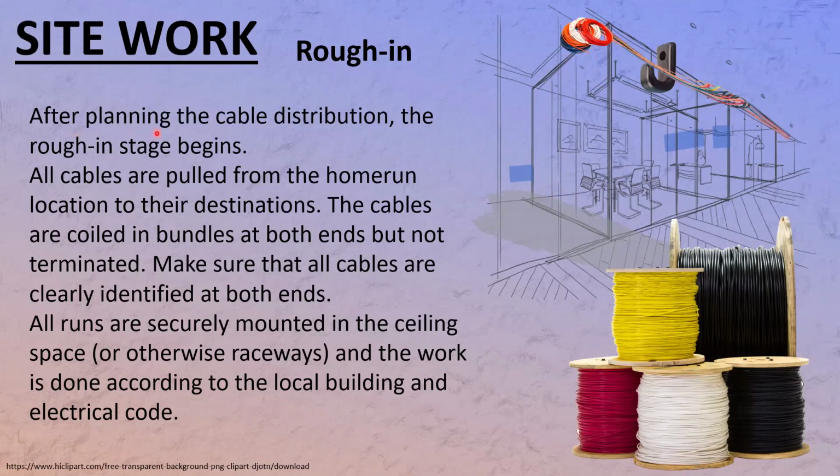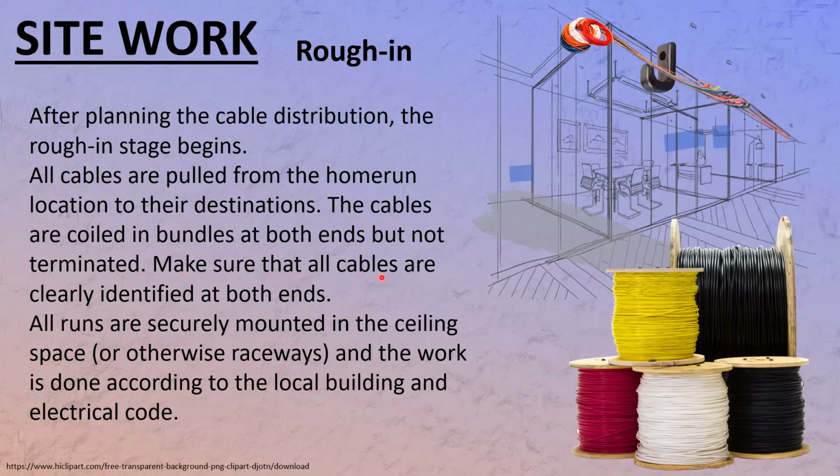So what do I say? After planning the cable distribution, the roughing stage begins. All cables are pulled from the home run location to their destinations. The cables are coiled in bundles at both ends, but not terminated. Okay, well, I'm so smart. I wrote all that stuff. Wow.